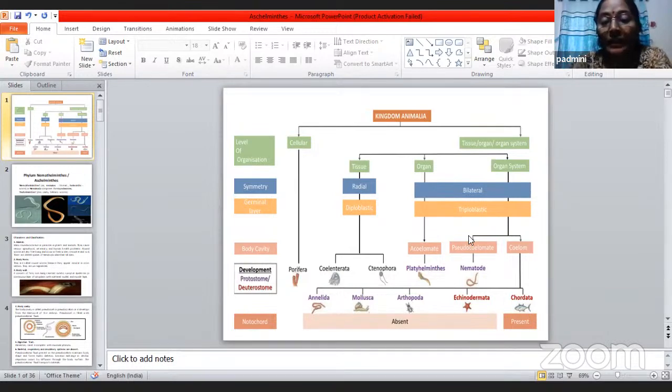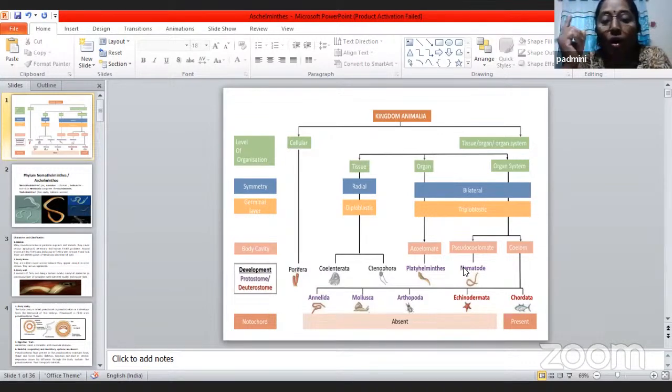Now, today, under pseudocoelomates, we'll be talking about nematodes. Nematodes are nothing but nemathelminthes. They are known by three different names, so you don't get confused: nematode, nemathelminthes, or aschelminthes. You can just make a quick note in your book.